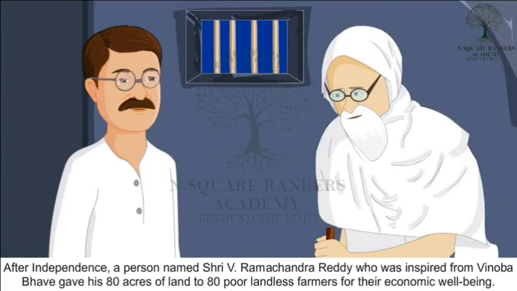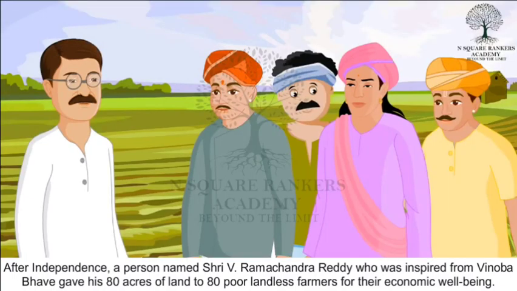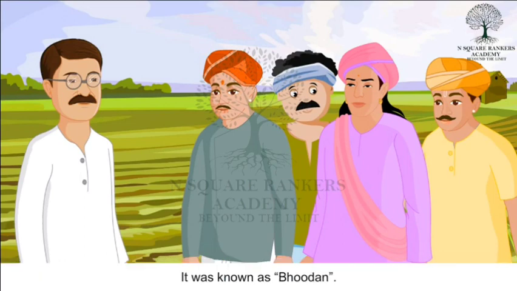After independence, a person named Sri V. Ramachandra Reddy, who was inspired by Vinoba Bhave, gave his 80 acres of land to 80 poor landless farmers for their economic well-being. It was known as Bhudan.